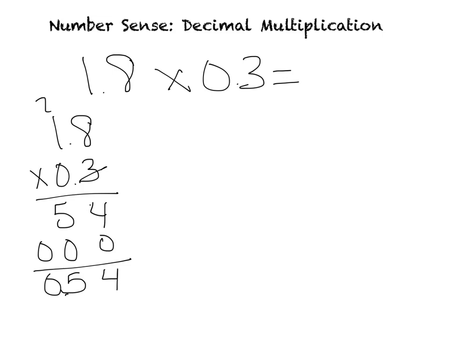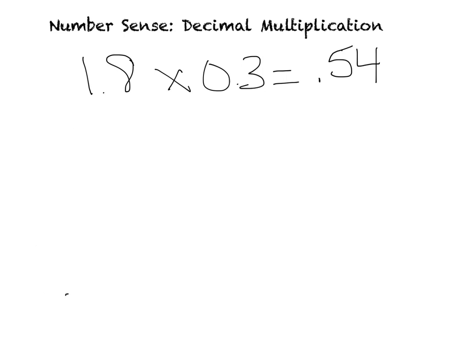So my answer is going to be 54 hundredths. Now I have to explain why, or how I figured out doing this. And doing it is actually a very simple thing to do. I'm going to compare each of my factors, my numbers, to the number 1.